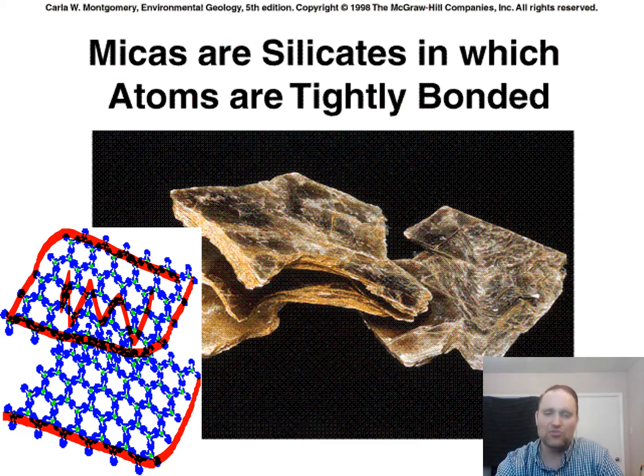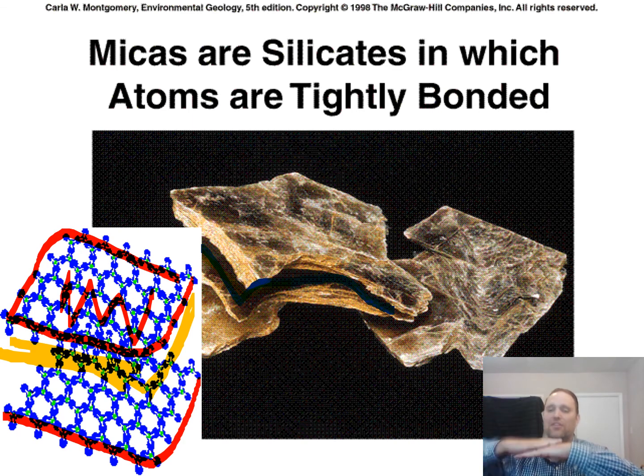But in between the sheets, you have stuff that has weaker bonds. So if the mineral is going to break, it is going to break in between those sheets. It's going to peel apart into relatively thin sheets. And these are what we call the sheet silicates or the micas.